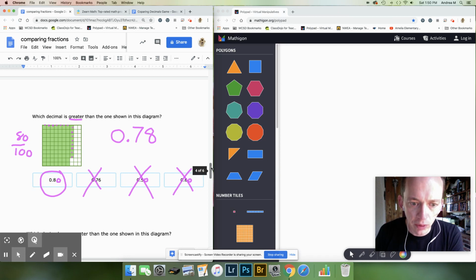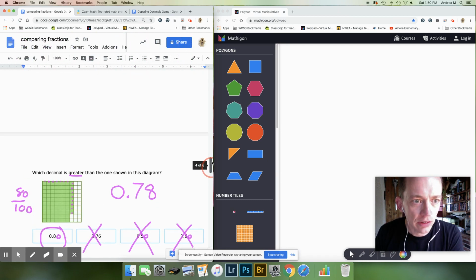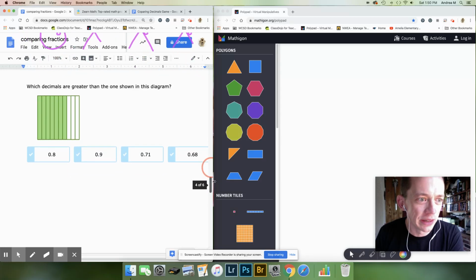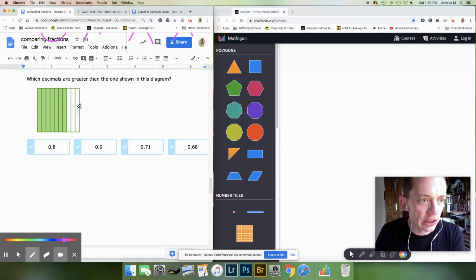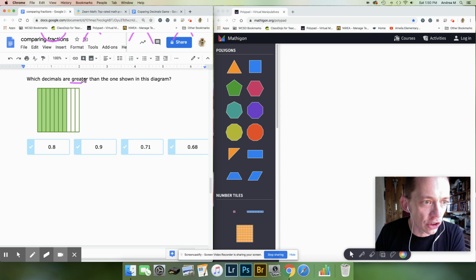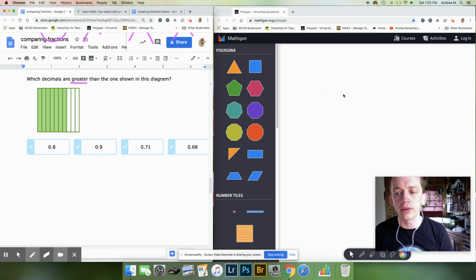All right, let's look at one more here. I love seeing those X's float up to the top. It's great. All right, try this one here. Take a look at this one. We're looking at which decimals are greater than the one that's being shown. Take a moment, try that one out on your own.